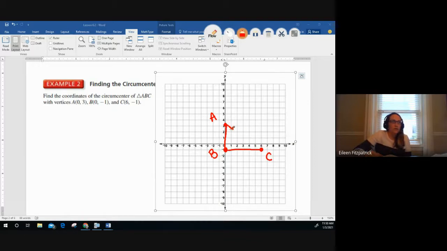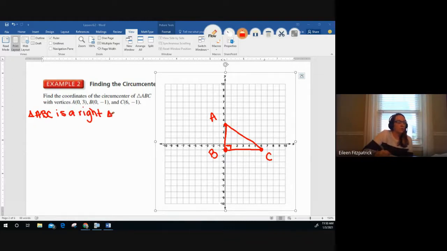So what kind of triangle do we have here? Does it look like it's a right triangle, obtuse triangle, acute triangle? Is this a right triangle? And how do I know it's a right triangle? Well, we have a vertical segment and a horizontal segment. So we know that they're perpendicular to each other. You have a right angle there. So triangle ABC is a right triangle.